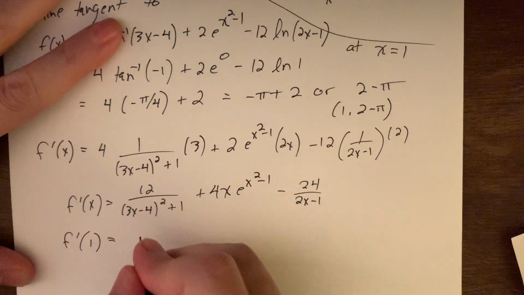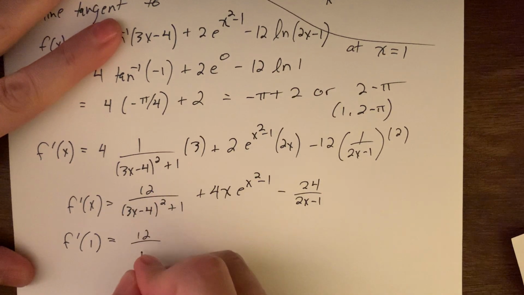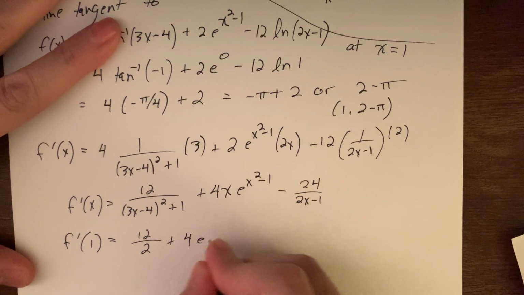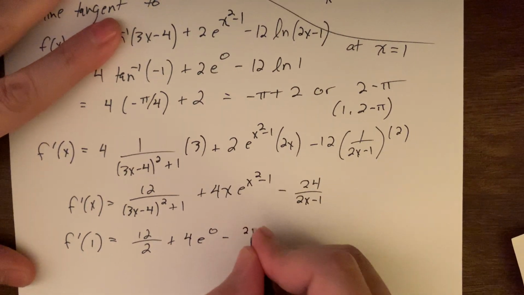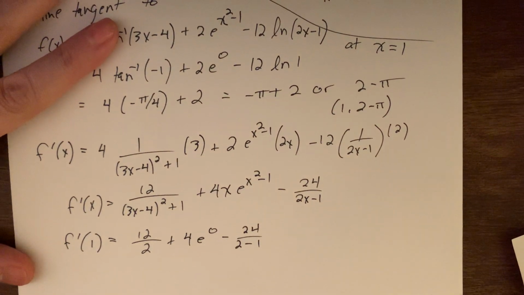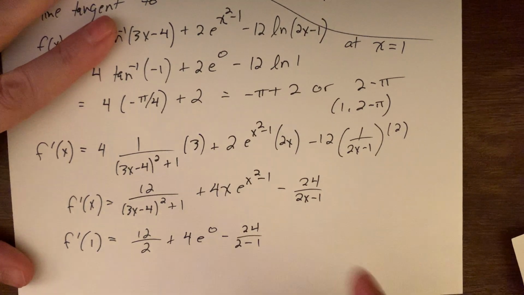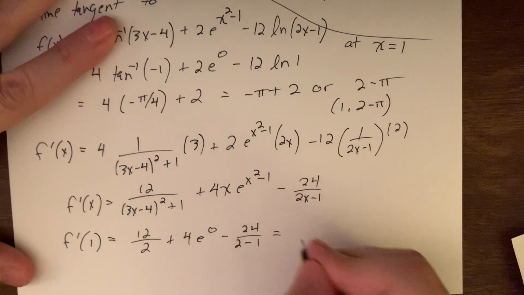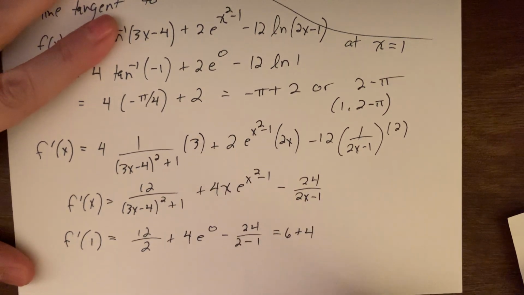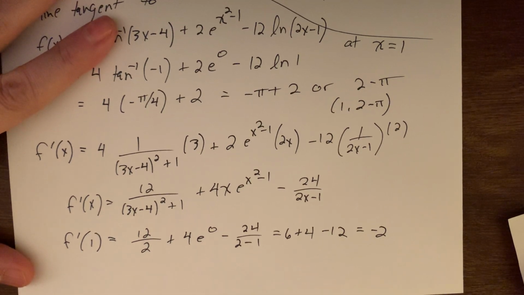And I'm going to do work as I go along. 12, plug this in, minus 1 squared plus 1 will give me 12 over 2. Plus 4 times 1 times e to the 0, minus 24 over 2 times 1 minus 1. Again, you could do a little more in your head. You could do a little less. You could write a little more out. You do what you need to. But now I'm ready to clean this up. This happens to all work out very nicely. 6 plus 4 minus 12 will give me a slope of negative 2.